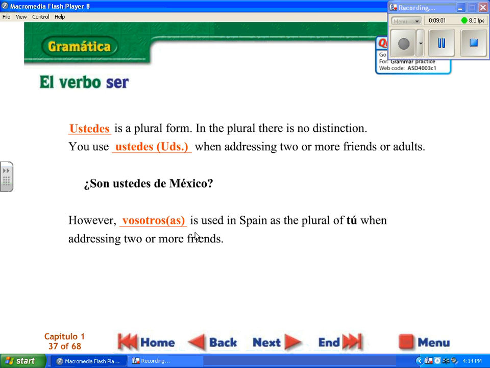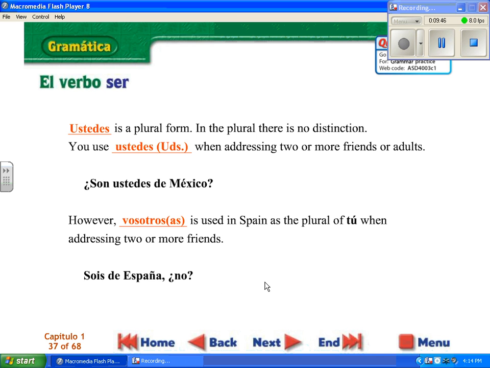However, vosotros or vosotras is used in Spain as the plural form of tú instead of ustedes, as we do in Latin America. If you are talking to two or more friends or adults, in Spain you would use vosotros. Please repeat after me. Sois de España, ¿no? As you can tell, the vosotros here is omitted. People already know that you're saying the plural you, vosotros. There's no need to say it.